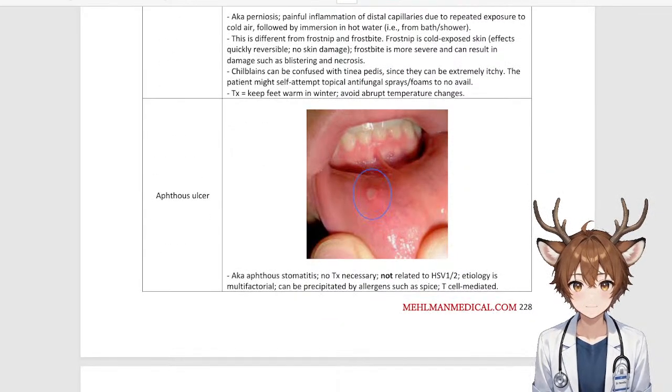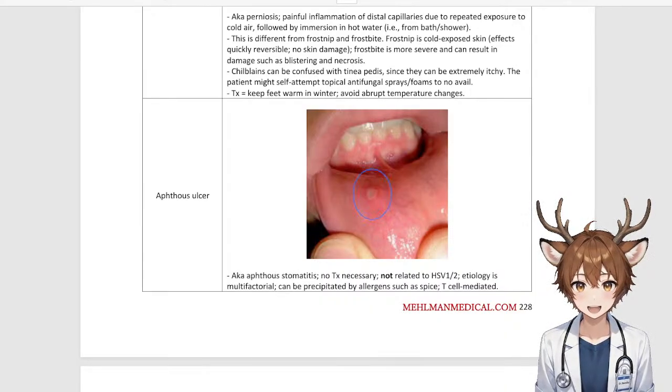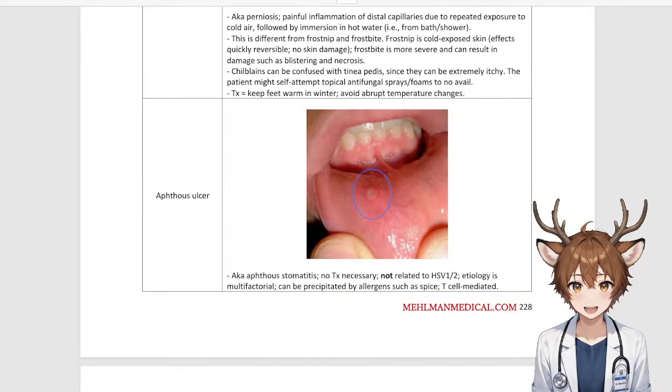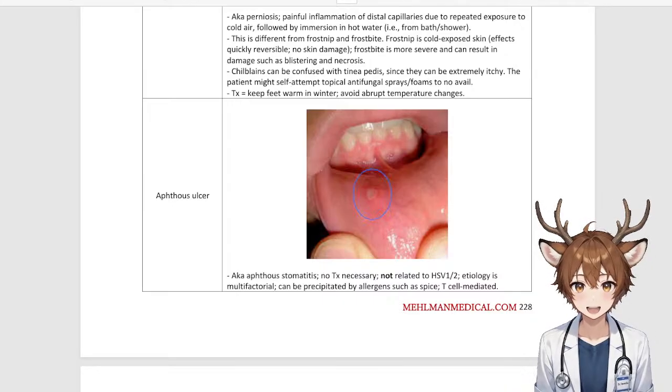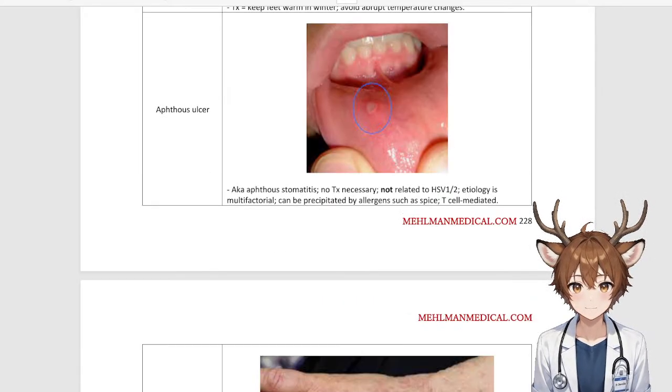Aphthous ulcer, aka aphthous stomatitis, no treatment is necessary, not related to HSV1 or 2. Etiology is multifactorial, can be precipitated by allergens such as spice, T-cell mediated.